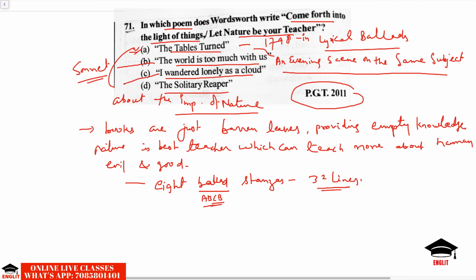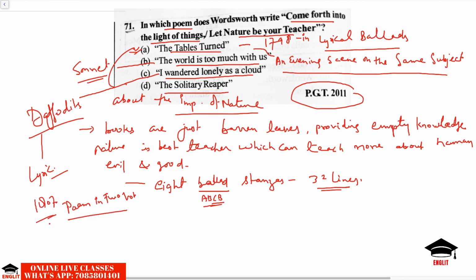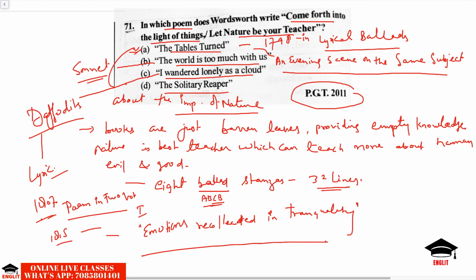"I Wandered Lonely as a Cloud" was published as Daffodils even. Daffodils is a lyrical poem, a lyric. It was published in 1807, Poems in 2 Volumes. This was a famous collection of poems. The most famous collection of William Wordsworth is Lyrical Ballads. Then comes 1807, Poems in 2 Volumes, first edition, and 1815, second edition of Poems in 2 Volumes, and it deals with his poetic theory, emotions recollected in tranquility. So the poetic creed of William Wordsworth is that poetry is emotions recollected in tranquility.